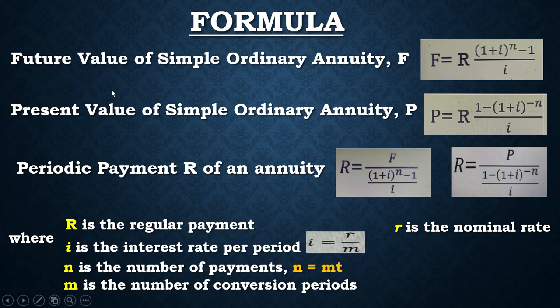So we do have 4: the future value of simple ordinary annuity, the present value of simple ordinary annuity, and the periodic payment R of an annuity.